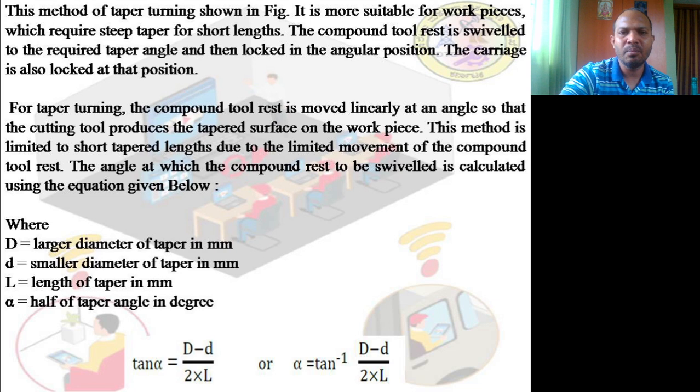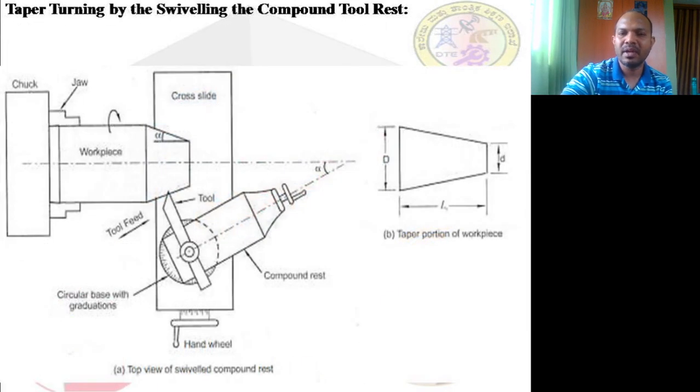For taper turning, the compound tool rest is moved linearly at an angle so that the cutting tool produces the tapered surface on the workpiece. This method is limited to short tapered lengths due to the limited movement of the compound tool rest. The angle at which the compound rest is to be swiveled is calculated by the following figure. So by this expression also you can calculate it. Then we will get alpha, and we will substitute here, fix the angular movement of this component, and make the tapers.